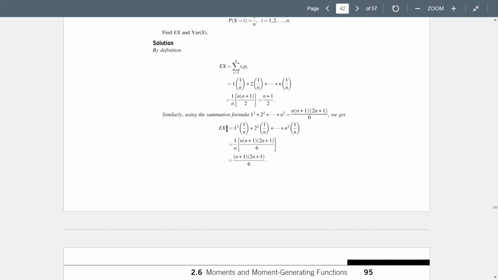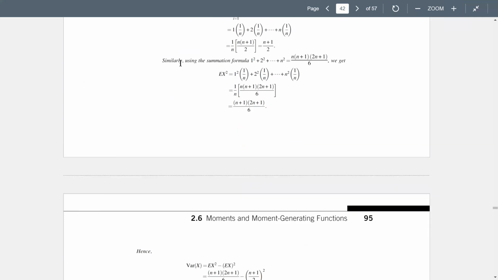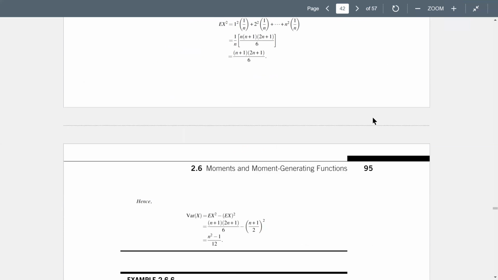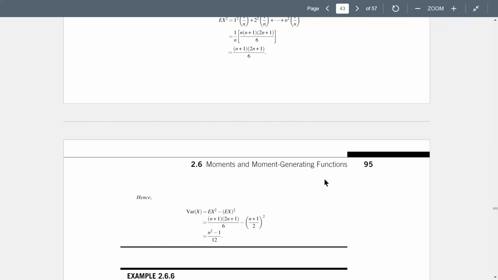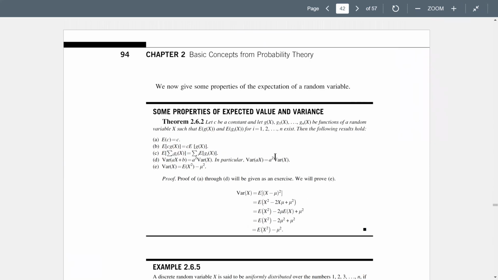Now you can calculate the expected value of X squared, which is like that. Okay, and you have to use a summation formula, which you learn probably in high school or in college. Okay, and apply it to here. Now once you calculate the expected value of X squared and the square of the expected value of X, which is mu, right? Which is this formula, you know. Expected value of right here.